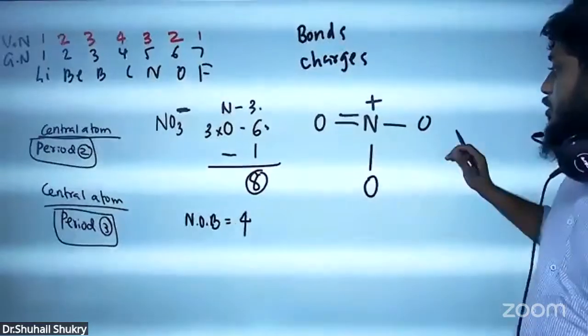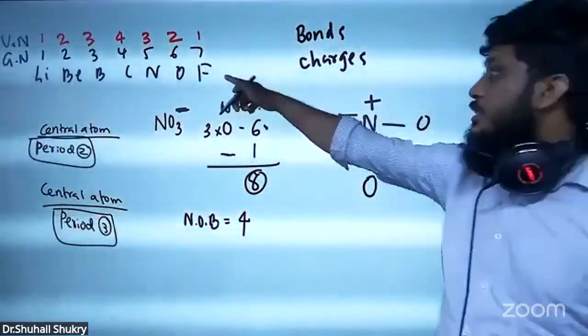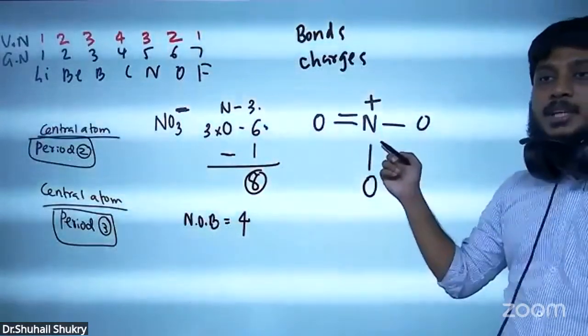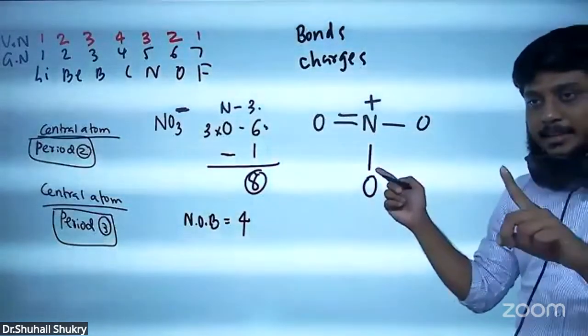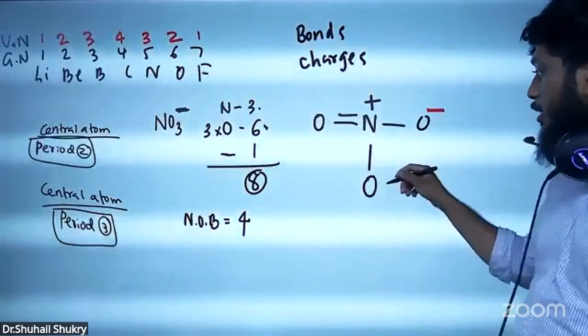What is the normal oxygen's valency? 2. But oxygen has made only 1 bond. What does it mean? It means it has made 1 less than its valency number. It means what is the charge? Minus. This also becomes minus.